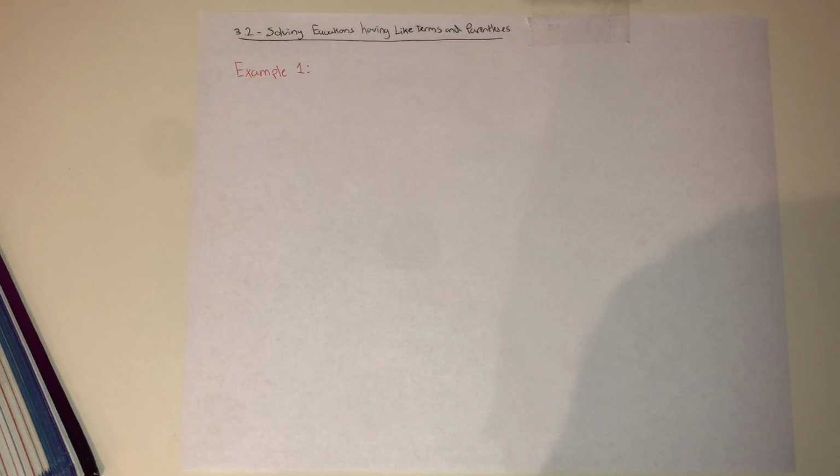Lesson 3.2, solving equations having like terms and parentheses. So this lesson starts off with school spirit. Your school's basketball team is playing in the championship game. For the game, the cheerleaders want to buy a banner that costs $47. They also want to buy small items to give to students in the stands.